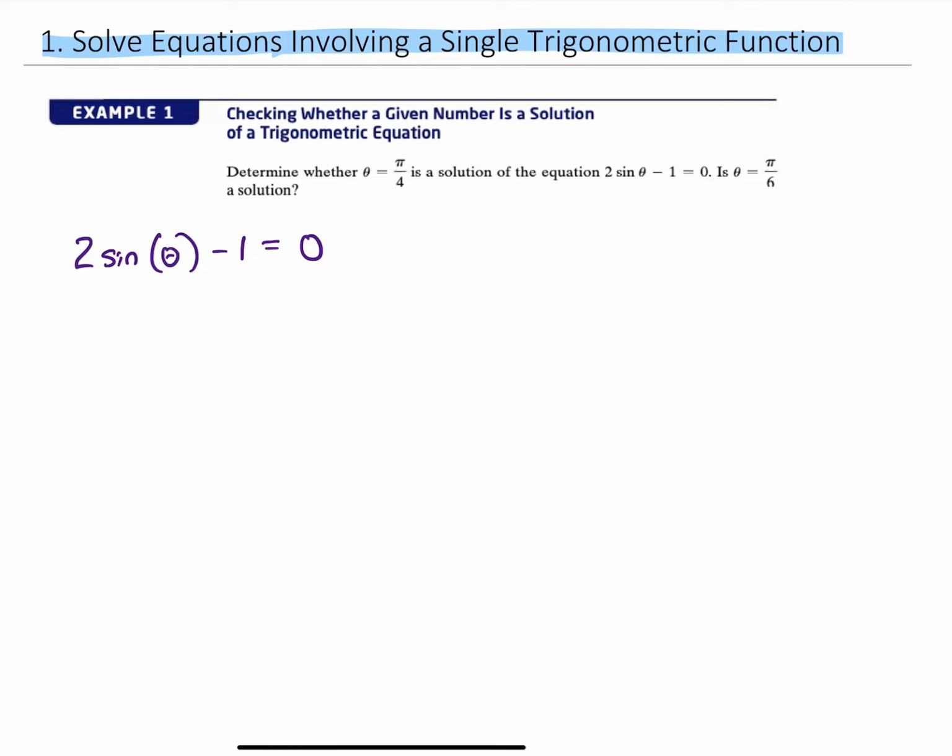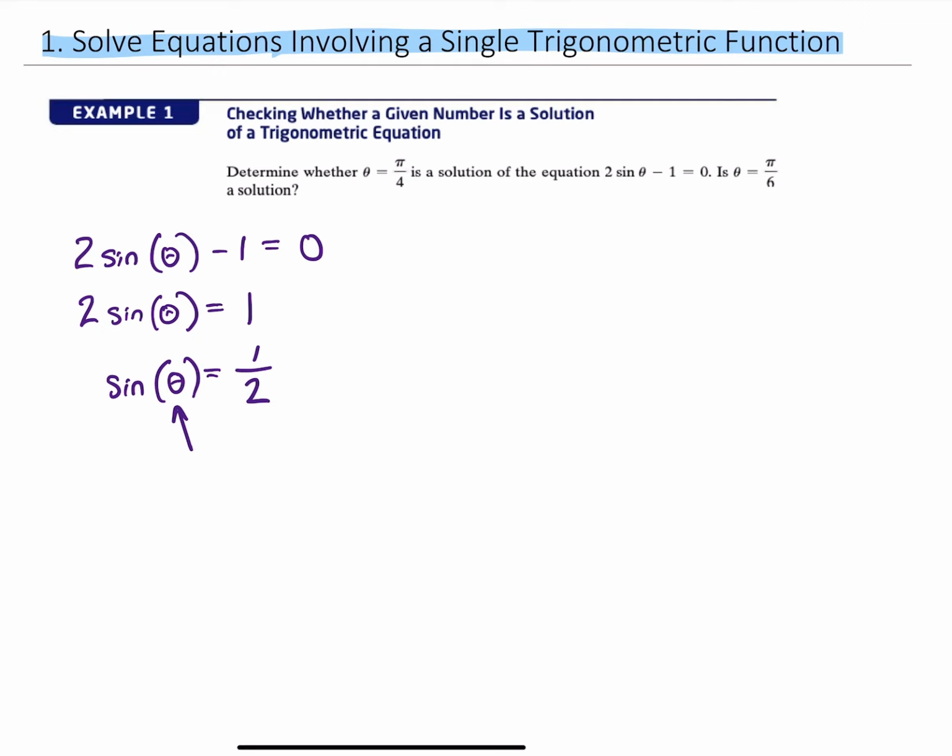The first thing I would usually do is solve this equation for this trigonometric function. Just get that on its own and everything else over to the other side. So I would start by adding the 1 over. I'd get 2 sine of theta equals positive 1, and then divide both sides by 2. So sine of theta equals 1/2. So we can ask ourselves, where is this true? For what angles is the sine of theta equal to 1/2?